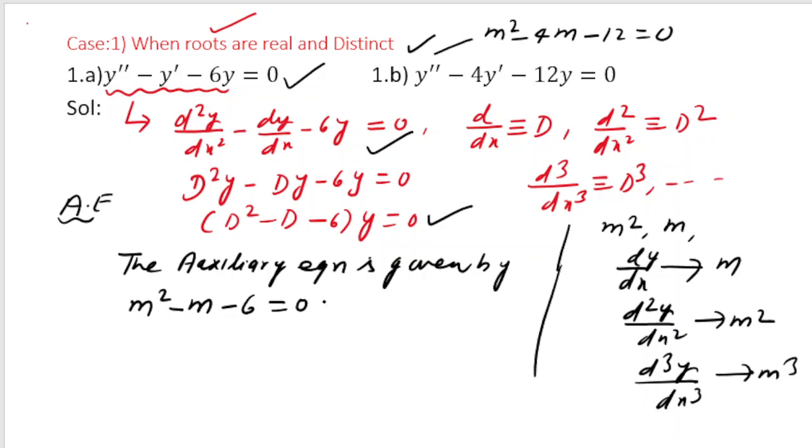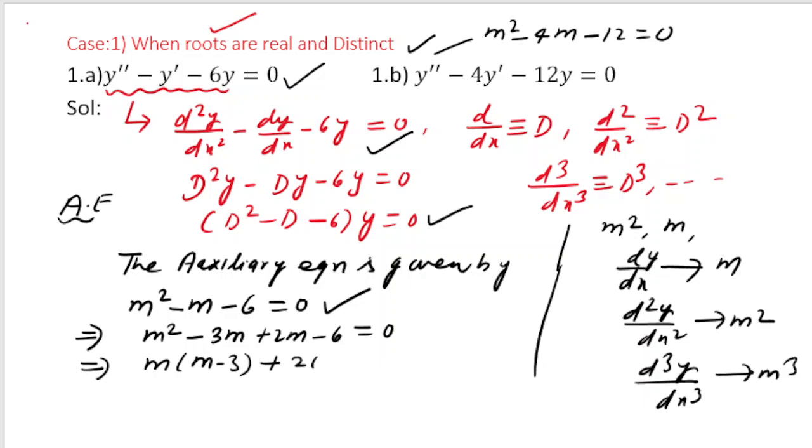Now this is the first step, writing the auxiliary equation. What is the next step? The next step is to find the roots of the auxiliary equation. So how do you find the roots? This is a quadratic equation, so to solve it I am factorizing m square minus 3m plus 2m minus 6 is equal to 0. So if I factorize it further, m common m minus 3 plus 2 common m minus 3 is equal to 0, right? So I will get m minus 3 into m plus 2 is equal to 0, right? So this will give me the roots, that is m is equal to 3 and minus 2.